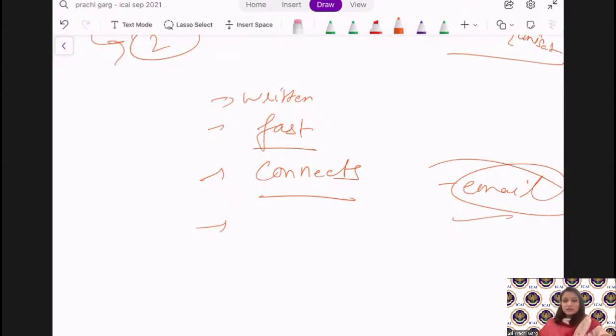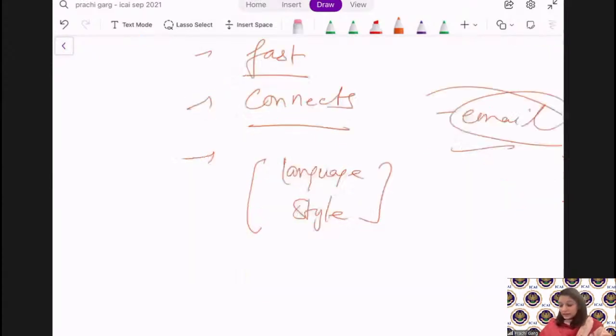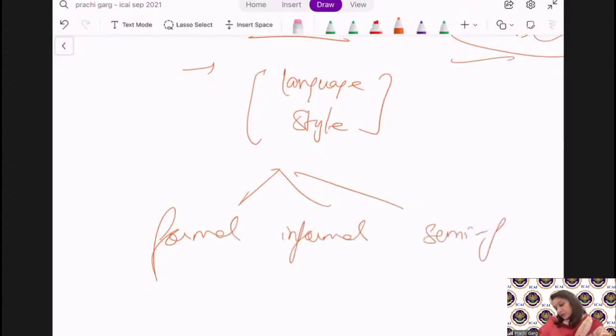Now, what changes in emails is just the way, in any writing style, writing skill, language, and style. That differentiates formal email from informal email, and this is the semi-formal email.